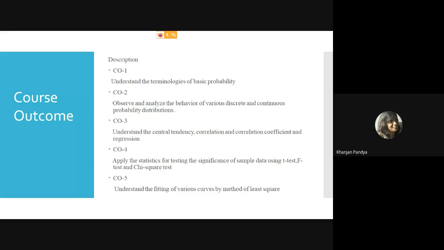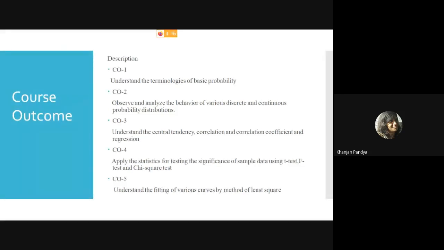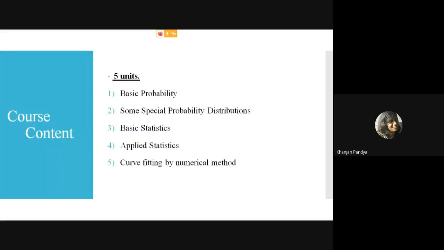And CO5 is unit number 5's course outcome, that is, understand the fitting of various curves by the method of least squares. If we are able to apply the least square method on the available data, we will be fitting the various curves. I guess this chapter will be taught by me last, unit number 5, because this is a very easy chapter. So we are having a total of 5 units. That is, basic probability.